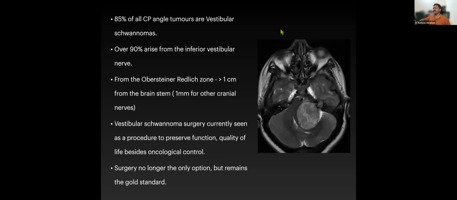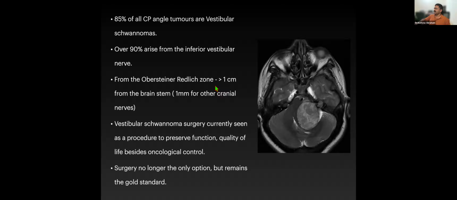85% of all CP angle tumors are vestibular schwannomas, and over 90% arise from the inferior vestibular nerve. We all know it arises from the Obersteiner-Redlich zone. There is approximately 1 centimeter length from the brainstem where the peripheral myelin and the central myelin transform. For the other cranial nerves, it's just 1 millimeter, but for the inferior vestibular nerve, it is a prolonged segment.